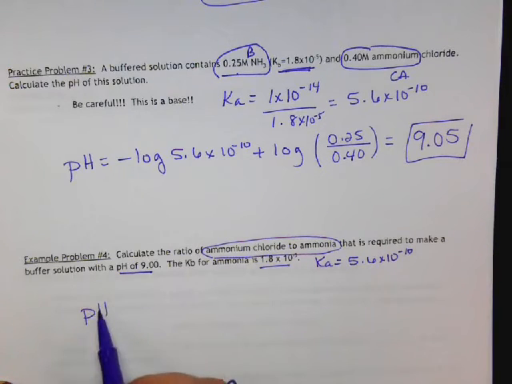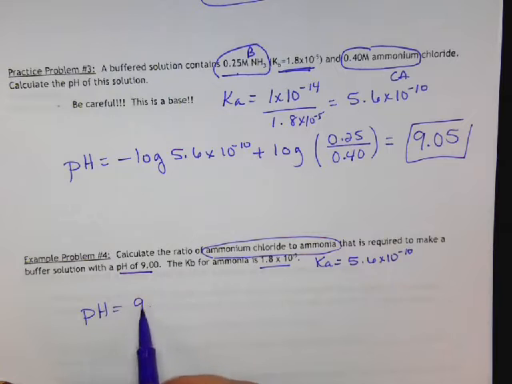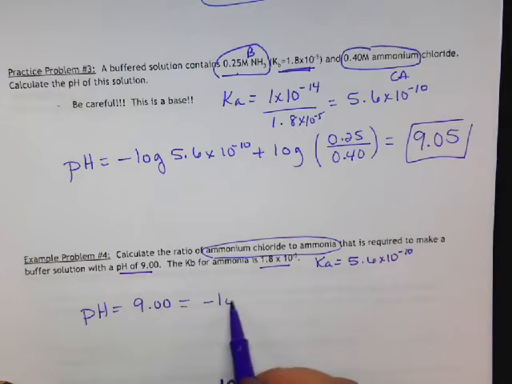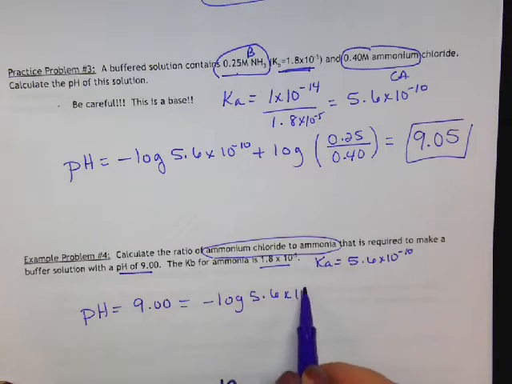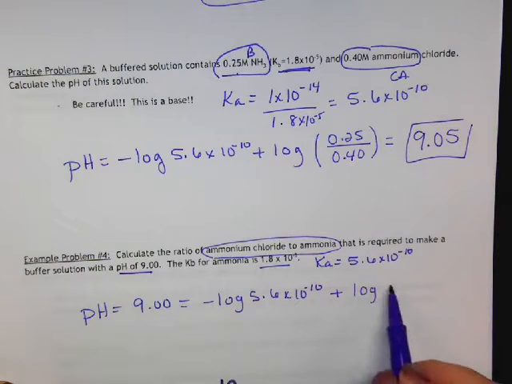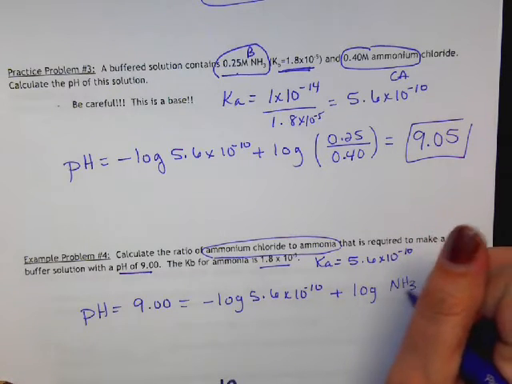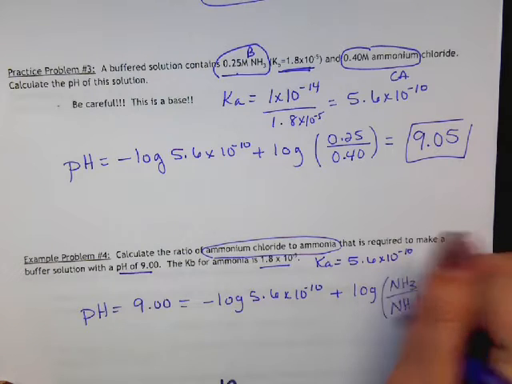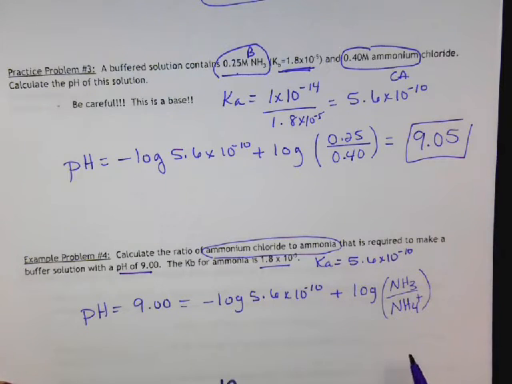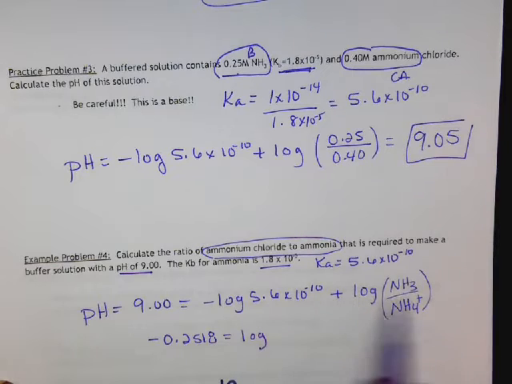And so we find our pH is 9, right? And so that's going to be equal then to the negative log of 5.6 times 10 to the minus 10 plus the log, again, of base over acid. So that would be NH3 over NH4. Right? And so then we would solve for that. So to do that, we would take 9, we would add the log of 5.6 times 10 to the minus 10, and that gives us a negative 0.2518 equals the log of our ratio here, which is x.